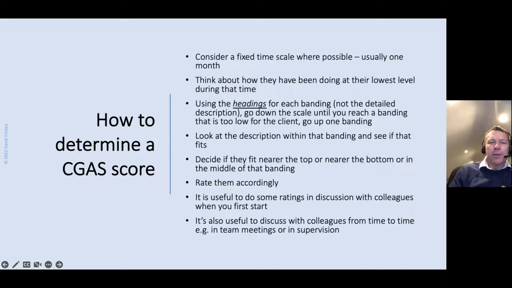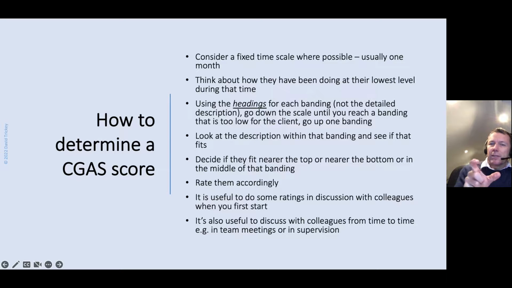Now, how do you go about using the CGAS? How do you determine a score? Well, first of all, you think about a fixed timescale. Usually, we would be thinking about 1 month. And then you think about how the young person was doing when they were at their worst, when things were the most difficult for them within that time frame.